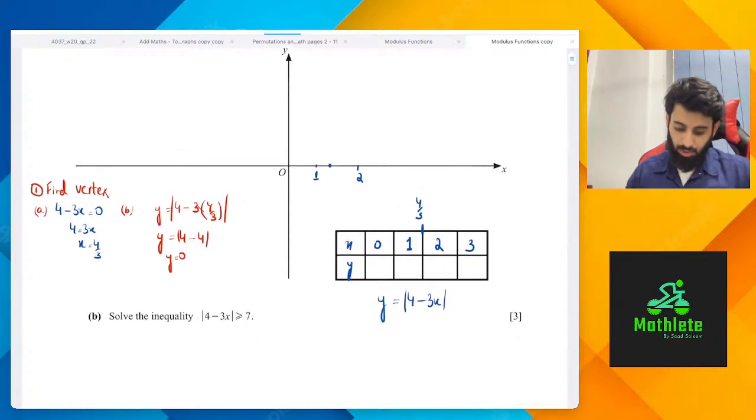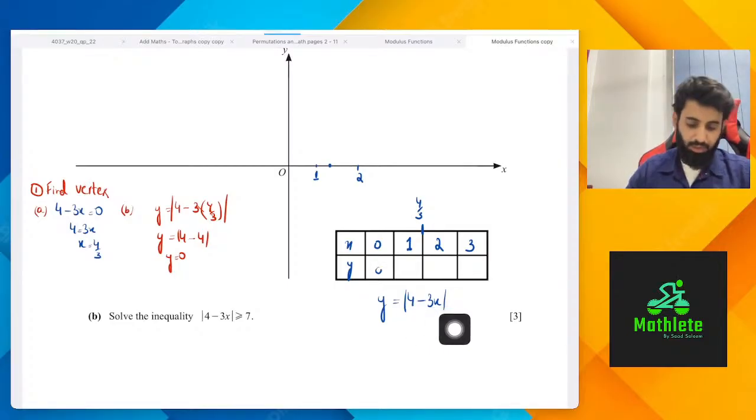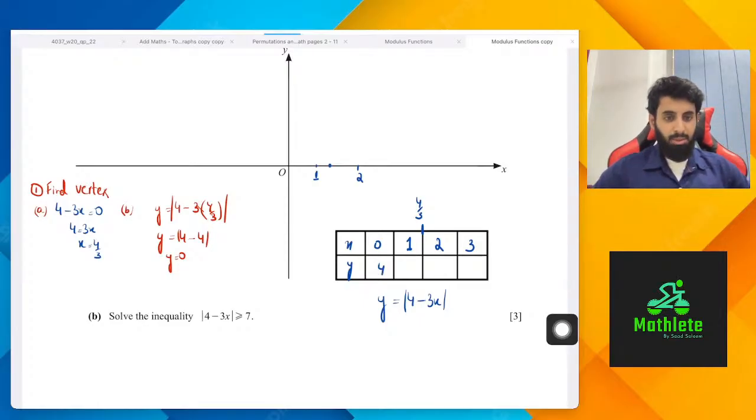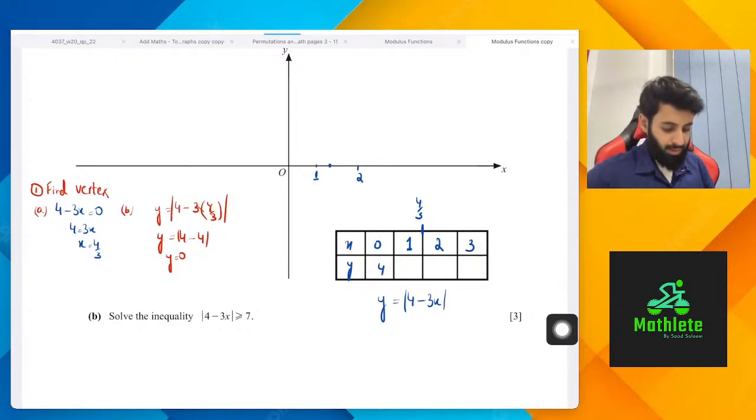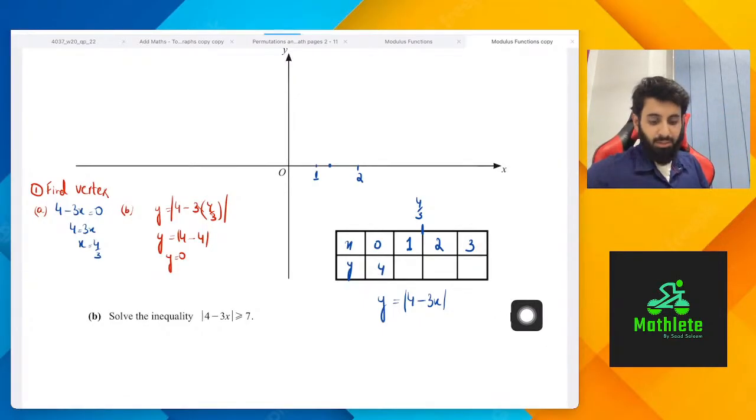Okay, so let's plug in 0 in place of x. So 3 times 0 is 0. So what's 4 minus 0? 4 minus 0 is 4, sorry. See, this is what happens when you don't get enough sleep. Which is why it's important for you guys to get enough sleep for tomorrow.